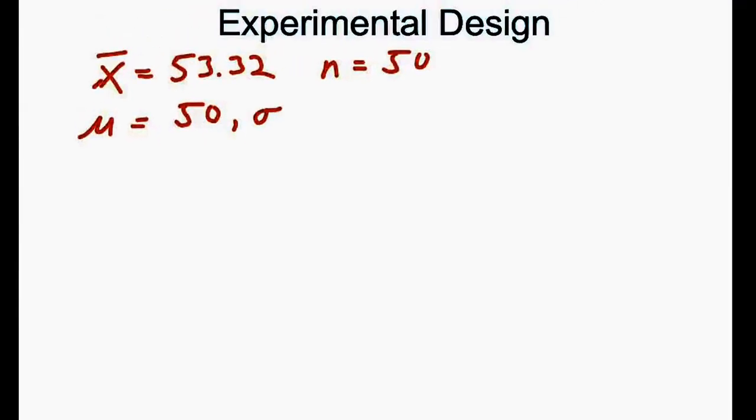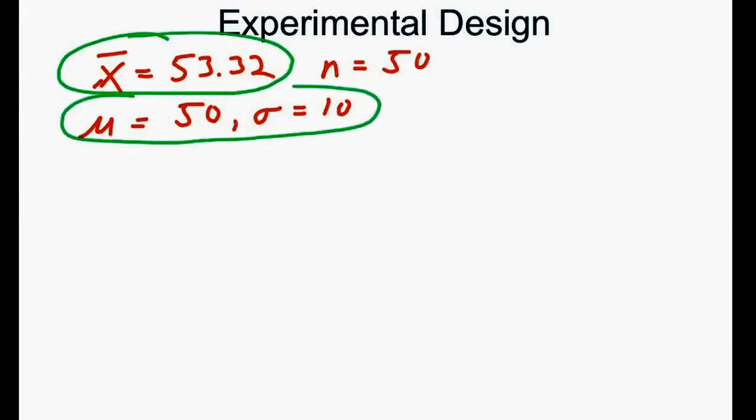of 53.32. Whatever it is that we measured, that's their score on it. And the number of individuals in that sample were 50. Then we are going to compare them to a population that has a mean of 50 with a standard deviation of 10. My question now is, did this sample of 50 individuals come from this population?